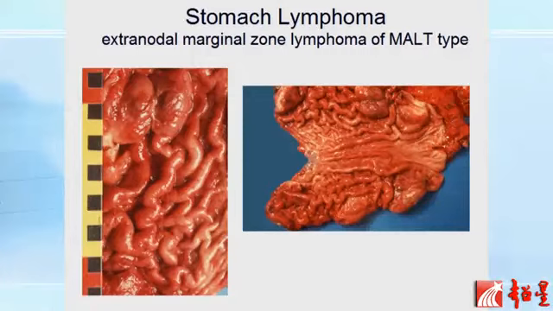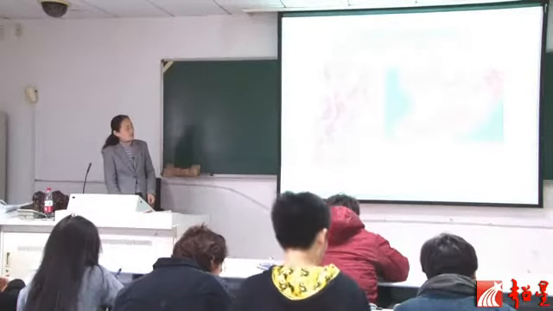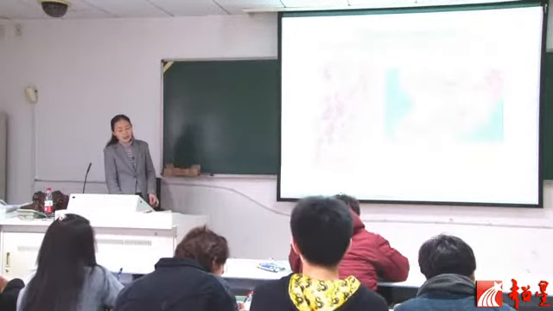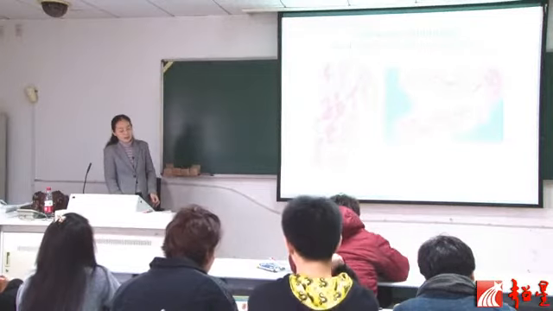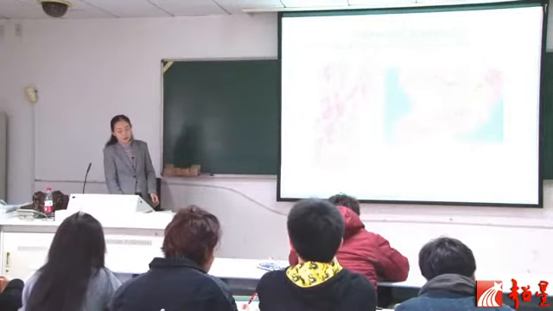And now let's see the lymphoma in the stomach. The main subtype of lymphoma in the stomach is MALT type, MALT lymphoma. And usually, from the gross view, we could not find any mass or any ulceration.